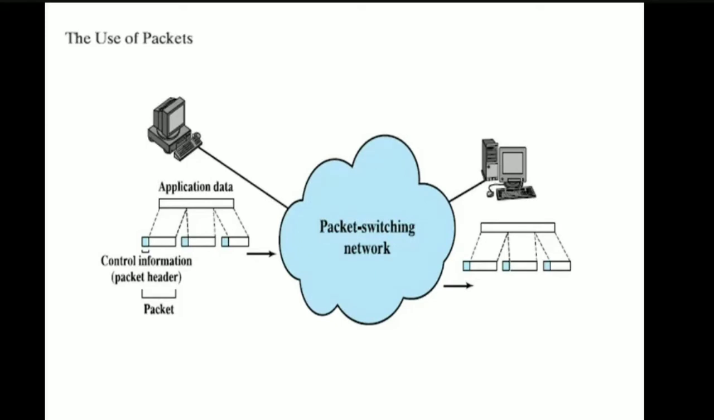Each and every packet in turn has control information. Each packet has a smaller blue part, which is called the header. It contains some control information, and the other part is the actual data which is being sent from the source to destination. This control information includes who is the sender and who is the receiver, so that this packet can be routed from source to destination.